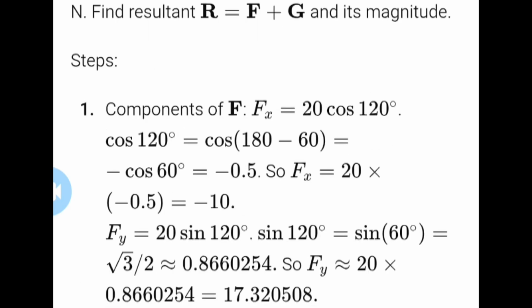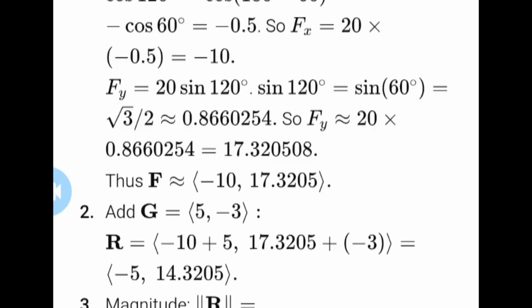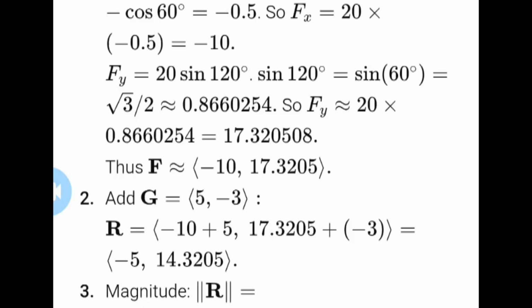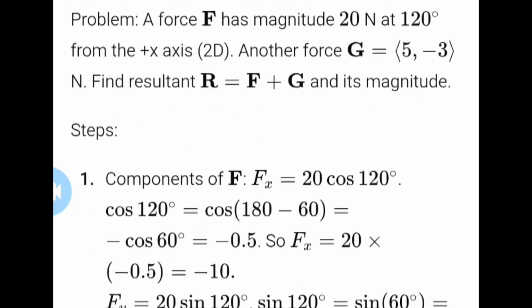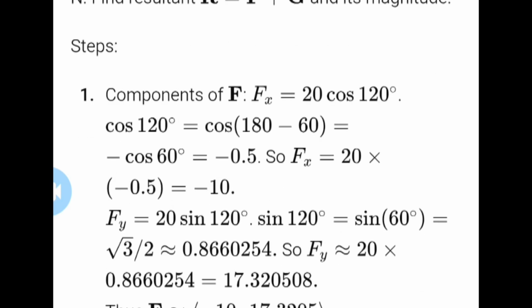So what it has done is it has used the principal component, the magnitude of the force, and multiplied it with cos to get the x component, and the y component by multiplying the sine ratio, and it has gotten F as a vector, which is approximately minus 10 comma 17.3205. G equals 5 comma minus 3. Why is G 5 comma minus 3? Because G is already expressed as 5 comma minus 3.